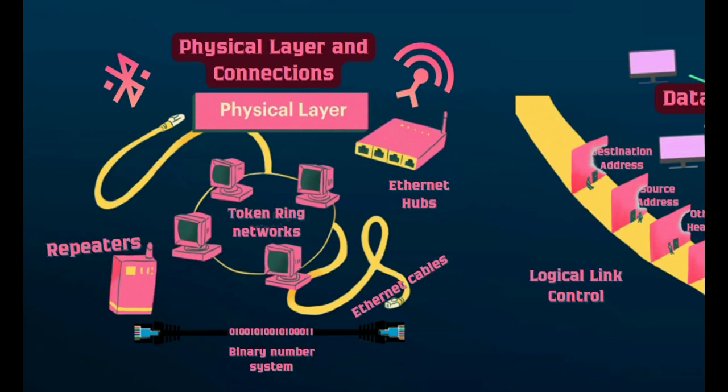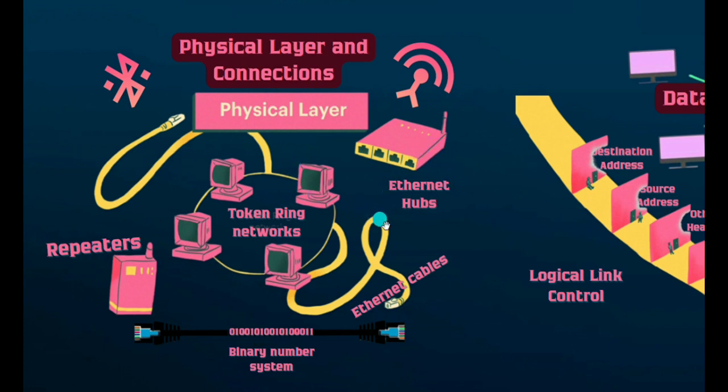The next is the physical layer and connections. Layer 1, the physical layer of the OSI model, is responsible for the ultimate transmission of digital data bits from the physical layer of the sending source device over the network communications media to the physical layer of the receiving destination device. Examples of layer 1 technologies include Ethernet cables and hubs.